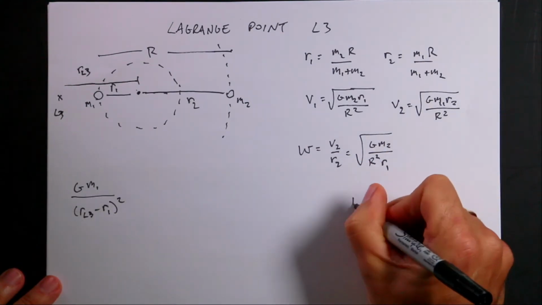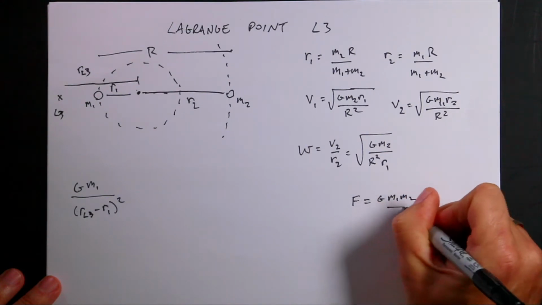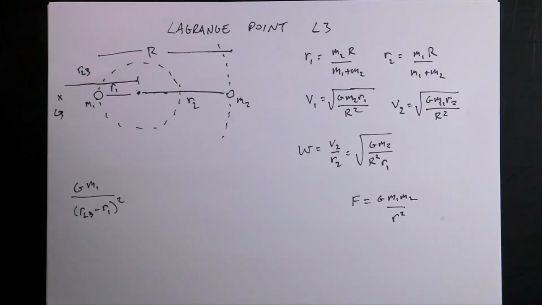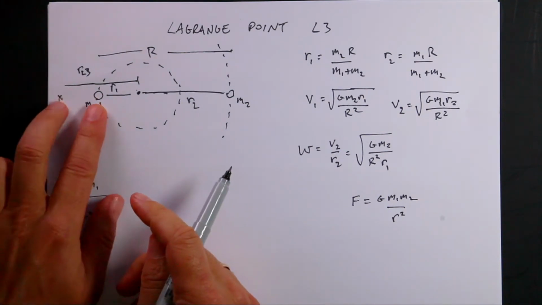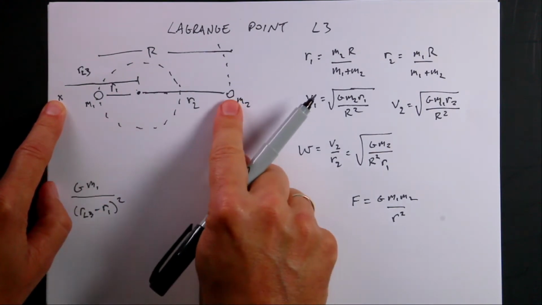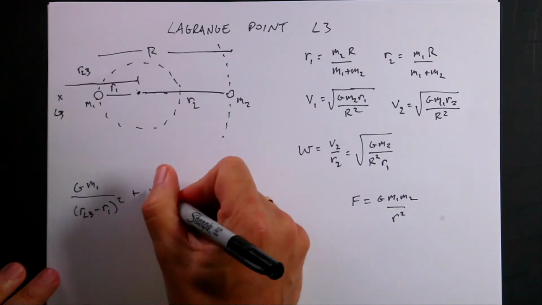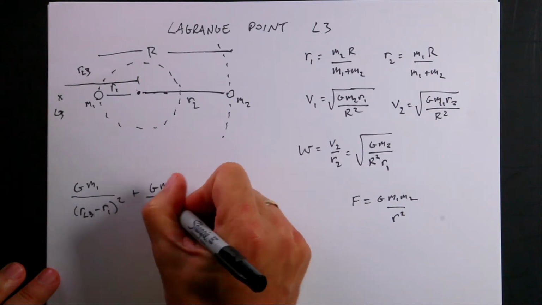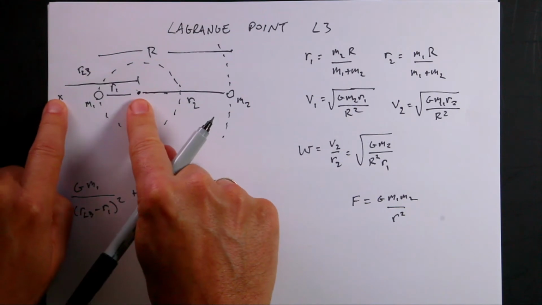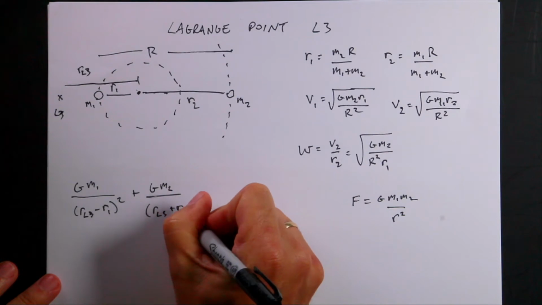Of course, the magnitude of a gravitational force is G M1 M2 over R squared, where R is the distance between those two objects. So that's this acceleration. It's an acceleration because I didn't include that mass right there. Now what about this one? It's also going to be pulling that way. So I'm going to say plus GM2 over what's this distance? This here to here is r2, here to here is RL3. So this is going to be RL3 plus r2, squared.